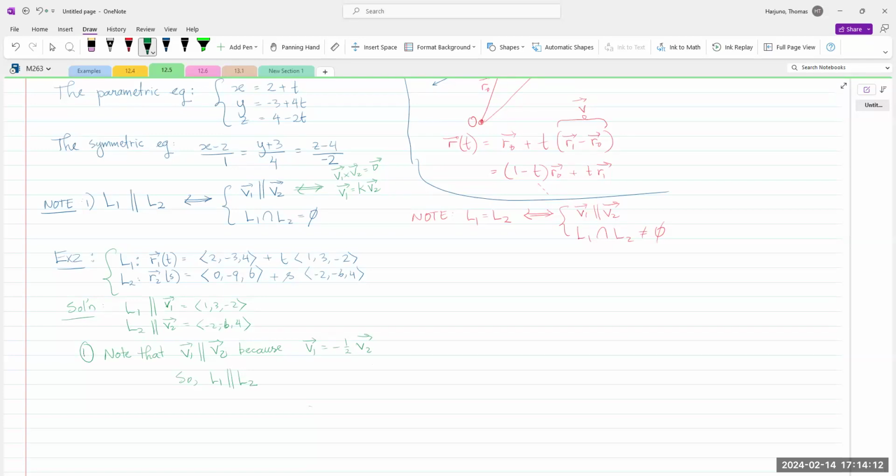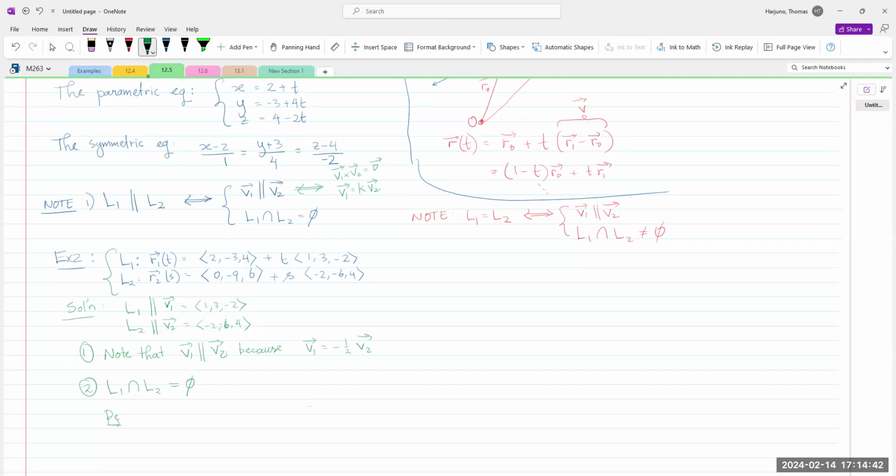So we already answered the first part, that those two vectors are parallel. Oh, I'm sorry, I cannot conclude that yet. All I have right now is that the two vectors are parallel, but I still need to check that those two lines have no common point. Line 1 intersect line 2 is the empty set.